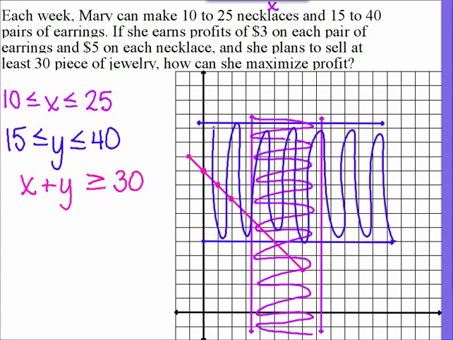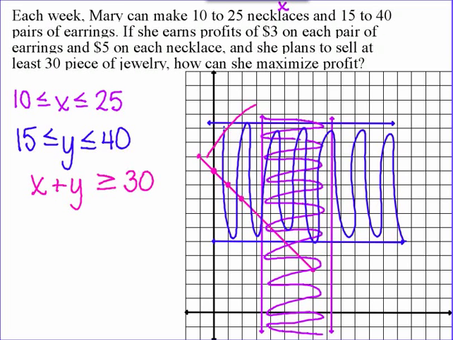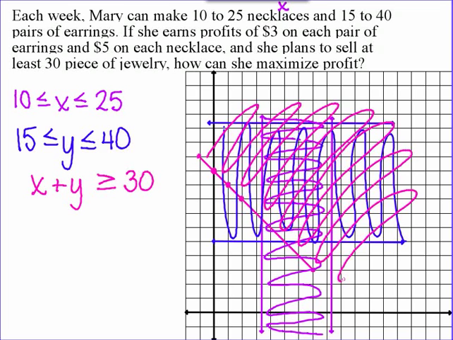And so now I've got to figure out where I'm going to shade. So what way am I going to shade? I'm going to shade above. Yep. So I'm going to go ahead and shade up here. Why would you shade it there? Because 0, 0 doesn't work. If I plug 0, 0 in here, I get 0 to be greater than 30.